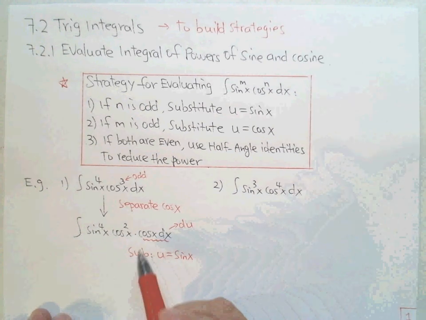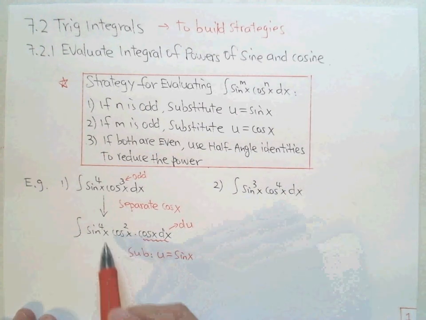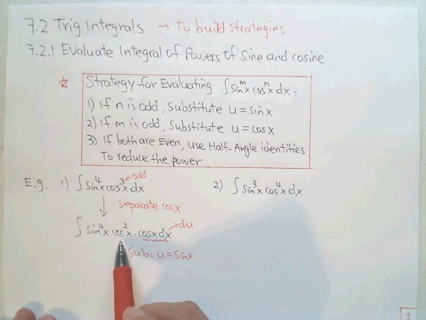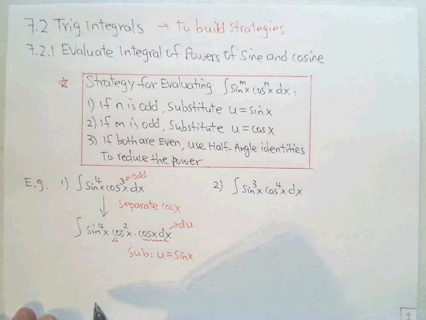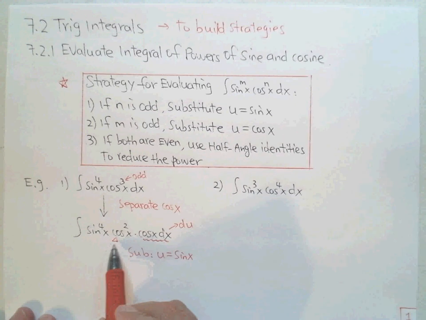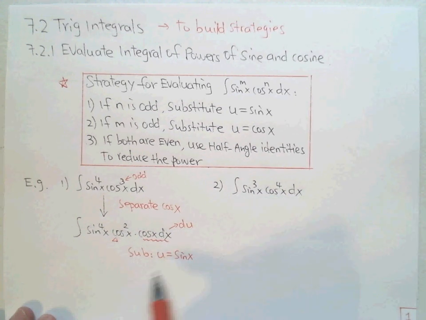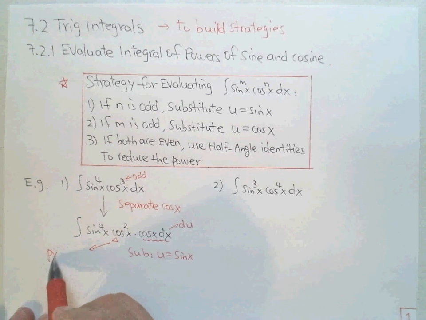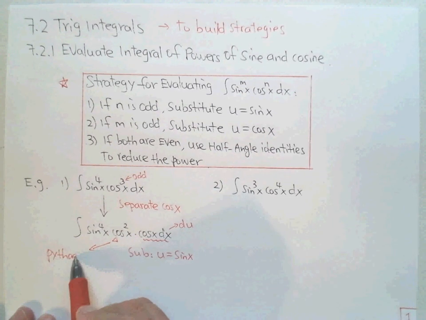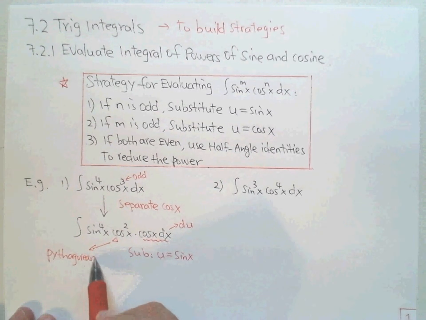So the sine part goes to u raised to the fourth. How about the cosine squared? We have a little trouble, but it's okay. We have the Pythagorean identity, so we can make cosine go to sine, so we can make a u. We need to use the Pythagorean identity to convert cosine to sine.